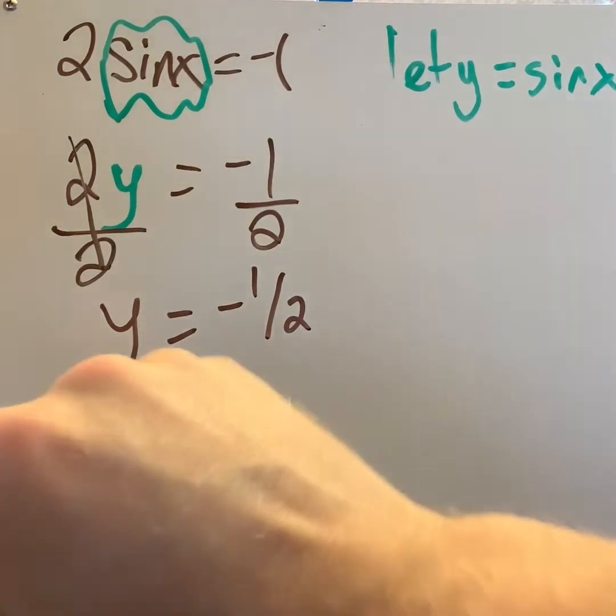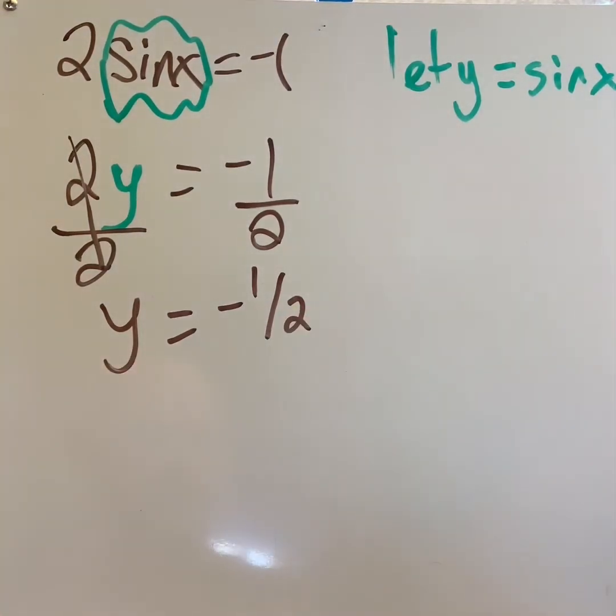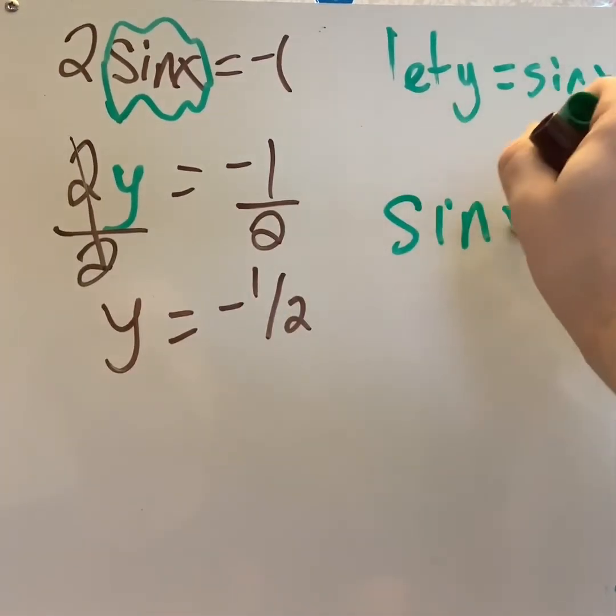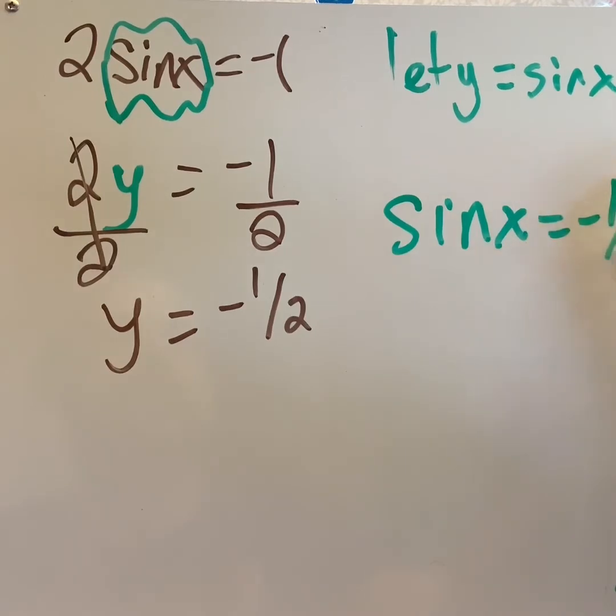There you go. So we get y is equal to -1/2, which means that the sine of x equals -1/2.